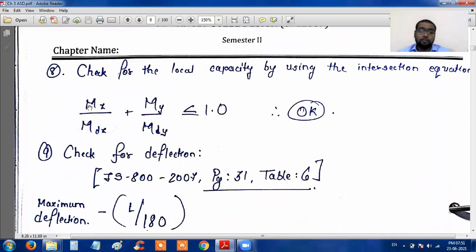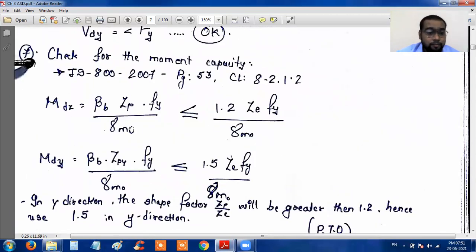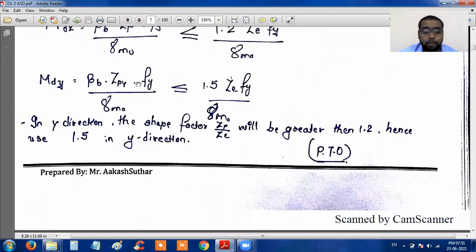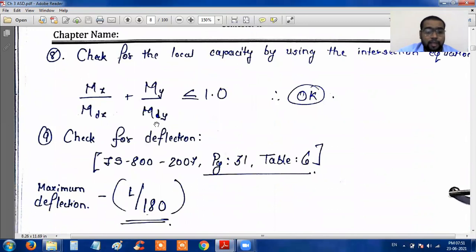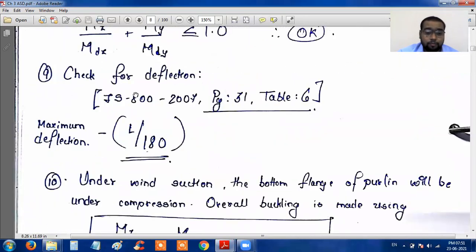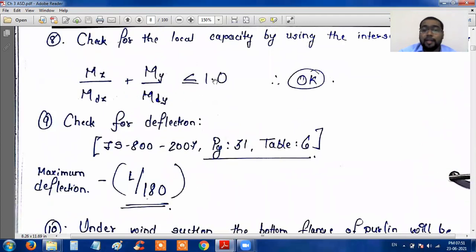Mz, here Mz. Similarly for the y direction, wl square by 8 or wl square by 10, and we earlier determined the value of Mdz. Here in step 7, Mdz from this formula and Mdy again from this formula, and it should be less than or equal to 1.